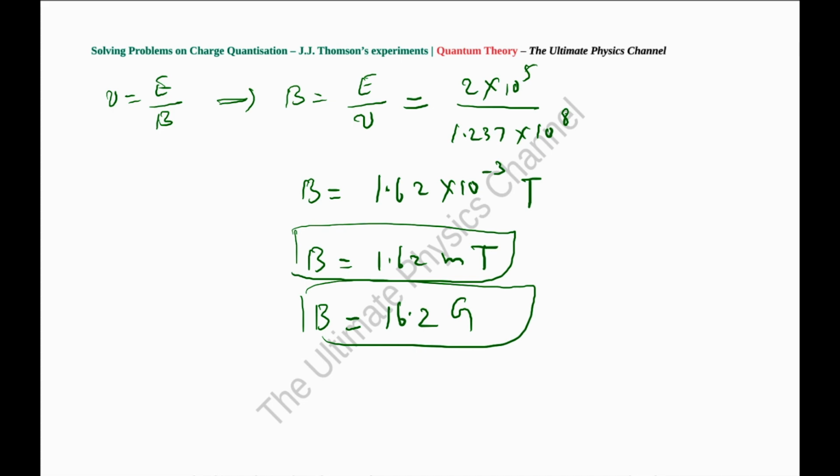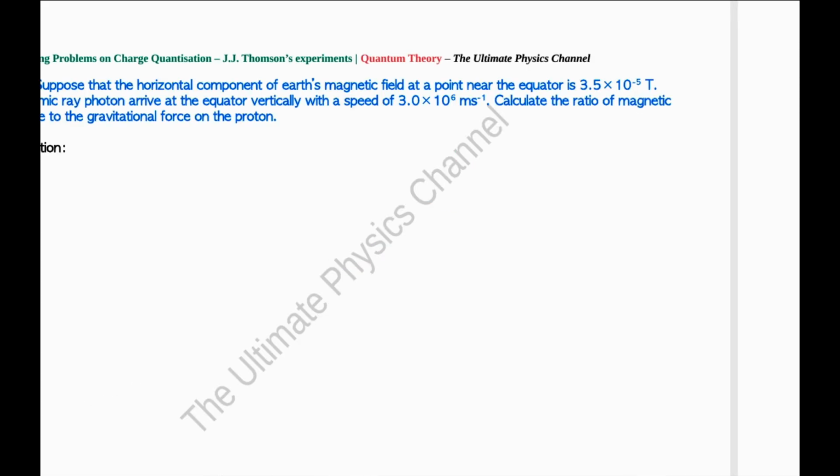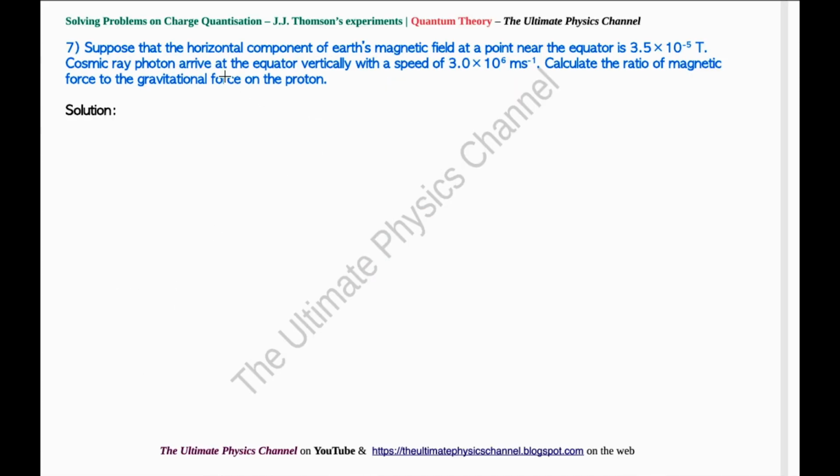Let's move on to the next problem. Suppose that the horizontal component of Earth's magnetic field at a point near the equator is 3.5 into 10 power minus 5 Tesla. Cosmic ray protons arrive at the equator vertically with a speed of 3 into 10 power 6 meters per second. Calculate the ratio of the magnetic force to the gravitational force on the proton. Sorry, there is a typo here, that is proton. So we have cosmic ray protons arriving at the equator.